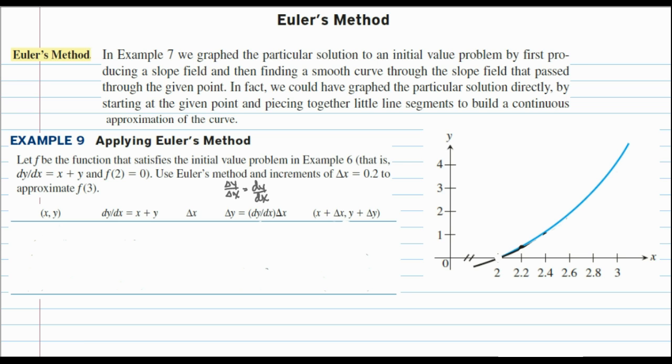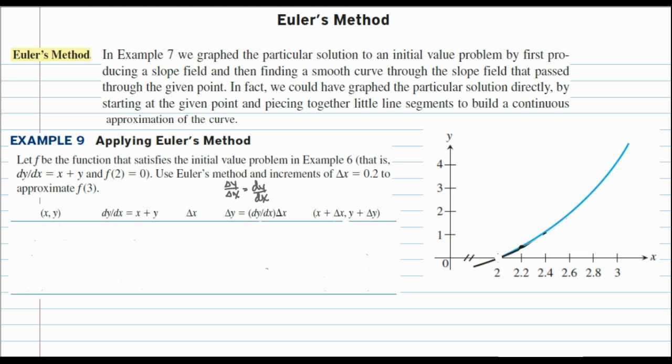So let f be the function that satisfies the initial value problem in example 6. That is dy/dx equals x plus y, and f of 2 equals 0. So they give you a point to start out with. Use Euler's method and increments of delta x equals 0.2 to approximate f of 3.